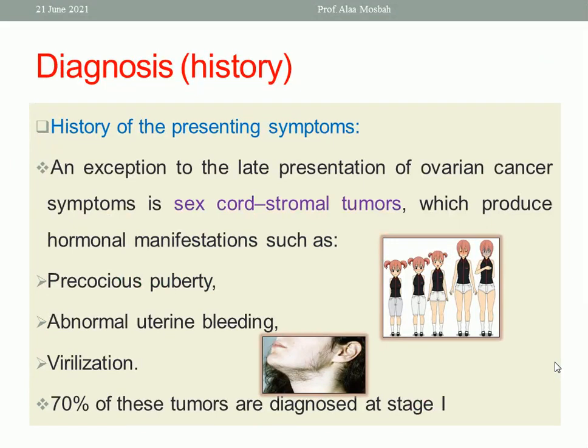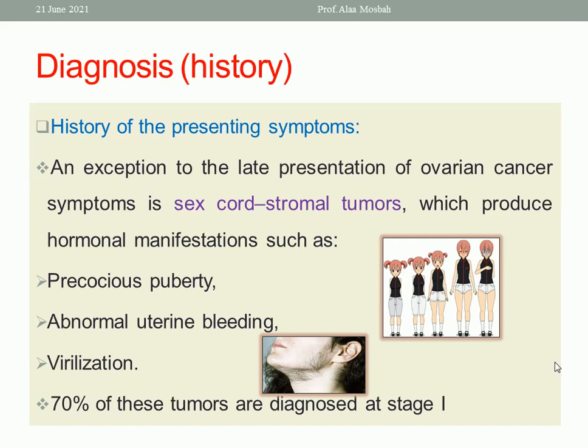An exception to the late presentation of ovarian cancer is, as we mentioned before, sex-cord stromal tumors. Why? Because they are hormone producing. And we said that some of them produce estrogen, like granulosa cell tumor, and they can cause precocious puberty or abnormal uterine bleeding. And others, like Sertoli cell tumor, can produce androgen and cause virilization. So the patient will ask for advice early, and this is why this type of tumor is diagnosed early.